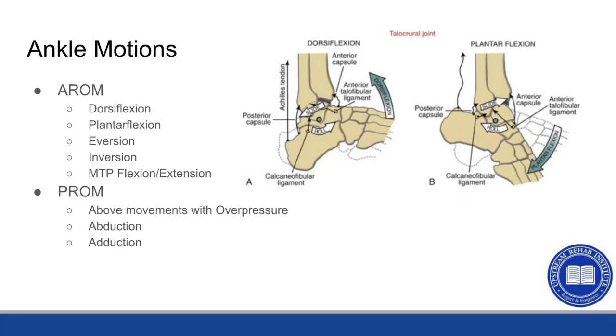So ankle motions: dorsiflexion, plantar flexion, eversion, inversion, toe mobility as well. Passive range of motion, you want to do all the above motions and actually add in some abduction and adduction as well. That will screen all the motions of the ankle.